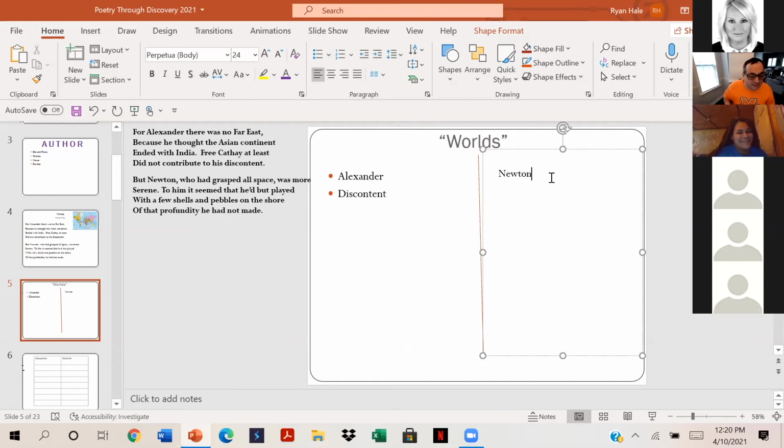Discontent. Do you see another word that might go with discontent or go against it? Because I want them to be words in the poem. Or anybody, something that's opposite of discontent. Anybody have that on your list?